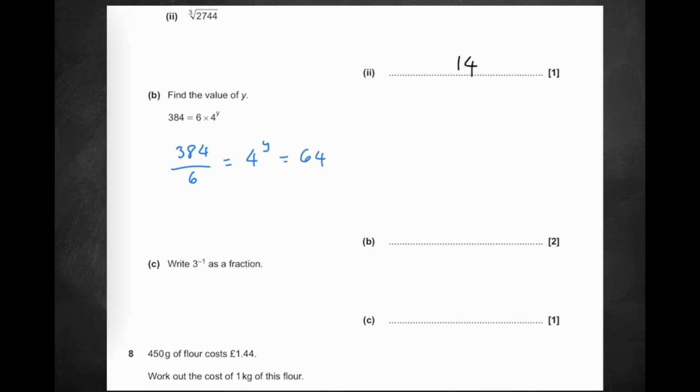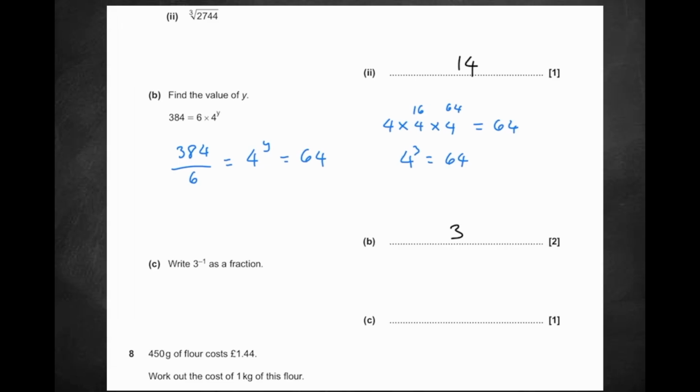So we need to know what is y when 4 to the power y equals 64. So that would just be 4 times 4 times 4 is 64, as 4 4s are 16, and 16 times 4 is 64, which means 4 to the power 3 is 64. So our answer for y is 3.